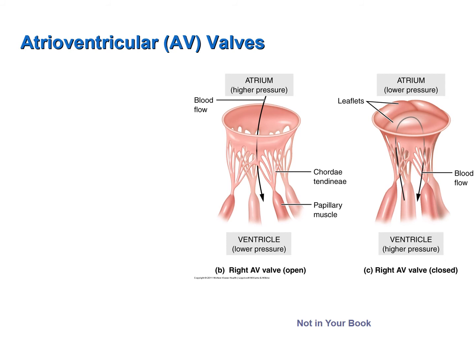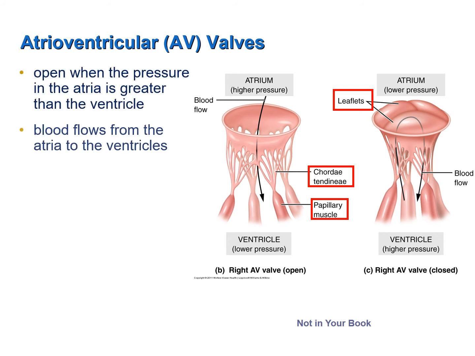First, let's examine a couple of features of a typical AV valve. The leaflets are the structures that actually open and close, allowing or not allowing blood to flow through. Those leaflets are connected to little fibrous structures called chordae tendineae, literally heart cords or heartstrings, and these chordae tendineae are attached to papillary muscles. When there is a greater pressure in the atrium than the ventricle, the AV valve is in the open position as shown on the left, and blood is allowed to flow from the atrium into the ventricle.